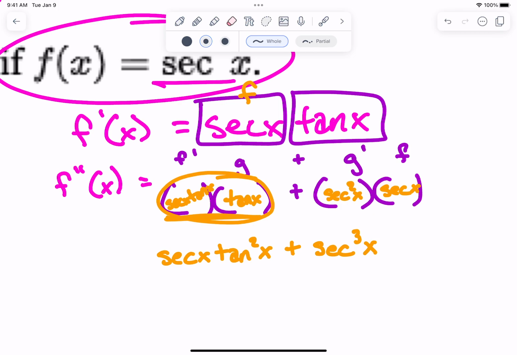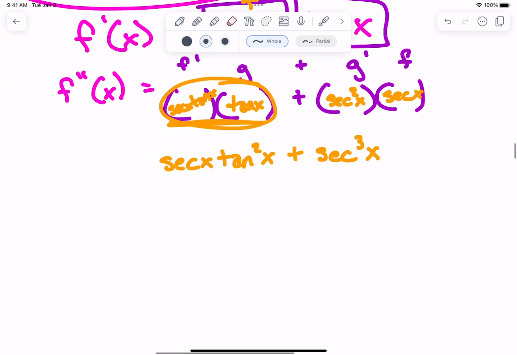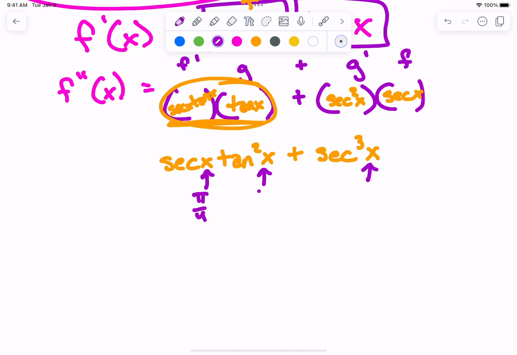Is that it? Now we have to plug in pi over 4. Do we plug it in for all the x's? We could simplify it a little bit. How do we do squared in our calculator? We just do two of them. Yes, pi over 4 is going to go here, and pi over 4 here, and pi over 4 here.